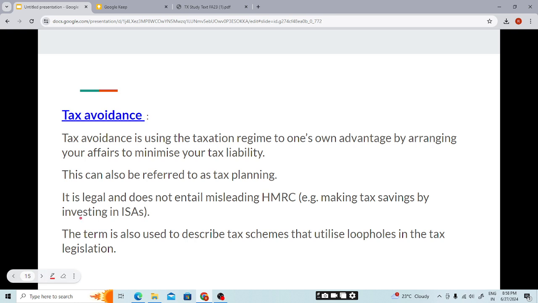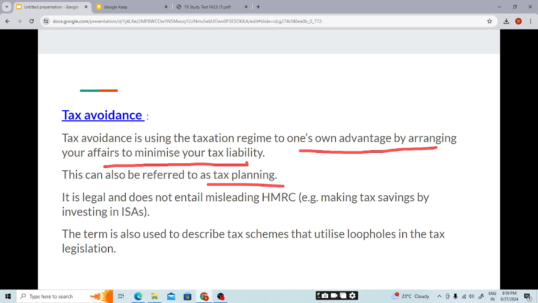Now we will look at tax avoidance. Tax avoidance is using the taxation regime to one's own advantage by arranging your affairs to minimize your tax liability. Tax evasion is an illegal activity where you are hiding your source of information because you do not want to pay tax on it. Tax avoidance is the opposite. You are using the taxation rules, but minimizing in such a way that you pay a minimum tax liability in the current year. It is also called tax planning.